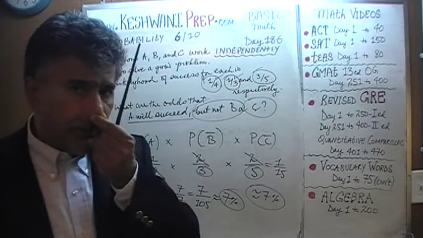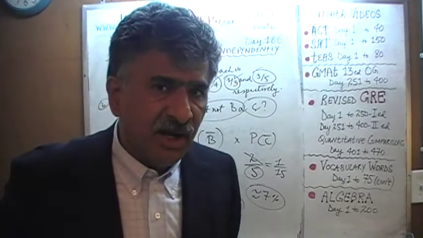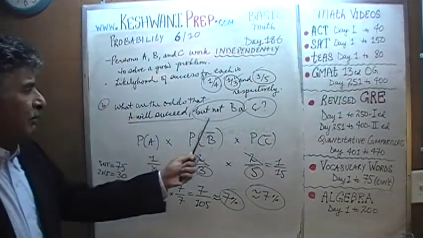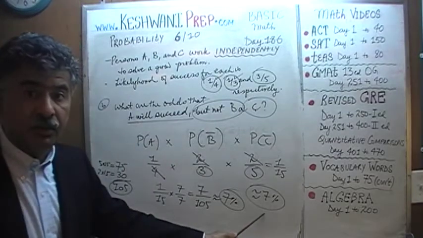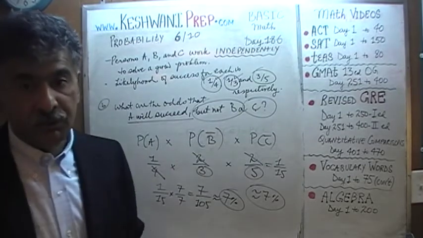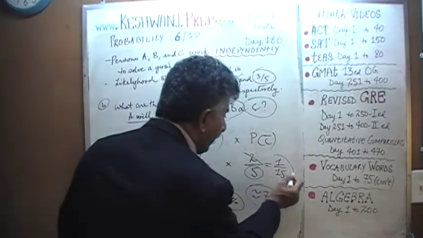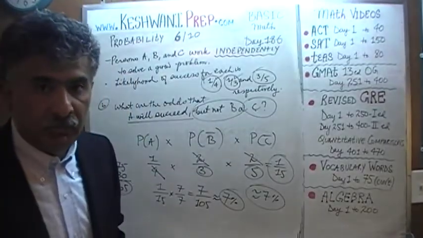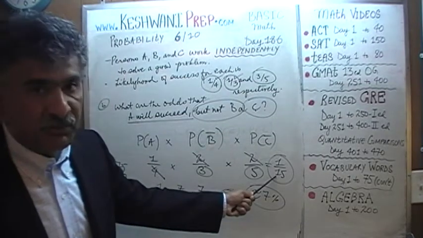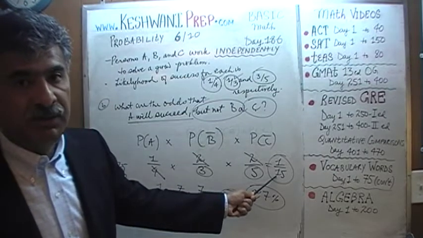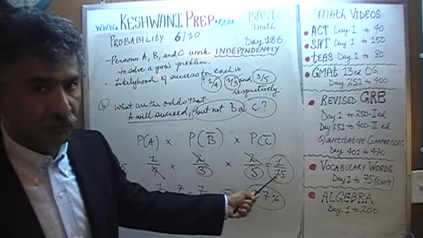This is only in the event that the problem asks you what is the approximate chance that A will succeed and not B or C, and the answer choices are presented to you in the form of percentages. In that case, you have to be quick enough to realize that after you have done all the work and you arrive at 1 out of 15, somehow we have to convert this bottom into a 100 or something as close to 100 as possible, as quickly as possible.